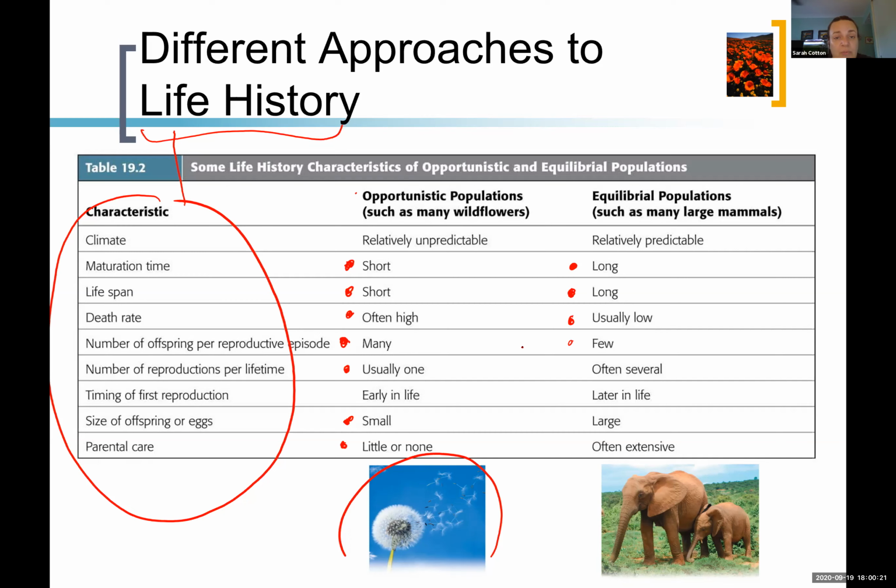When equilibrial organisms do reproduce, they typically don't have very many at once, right? So you don't hear about a mama elephant having a litter of 12 elephants. Such an absurd idea, right? Mama elephant has one. If mama elephant has twins, that's crazy, right? Same thing with humans. Yeah? Most of the time, the vast majority of the time, humans only have one baby at a time.